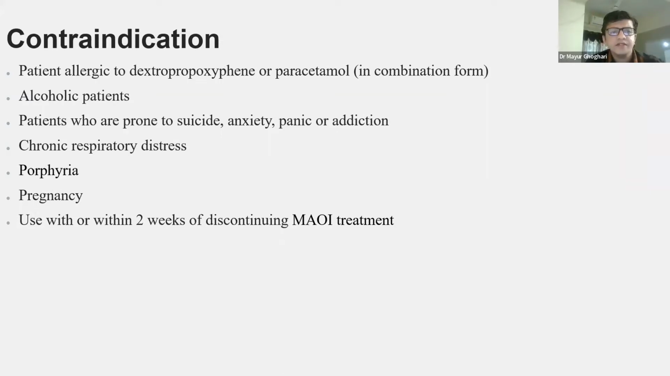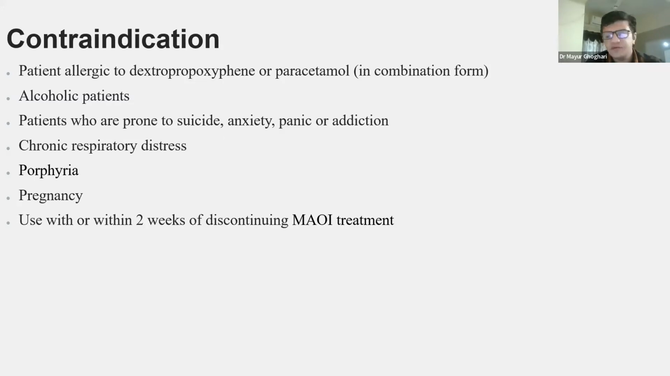Contraindication: patients allergic to dextropropoxyphene or paracetamol. It is available in two forms, plain or in combination with paracetamol. So a patient allergic to any of these molecules, it is contraindicated for allergy.